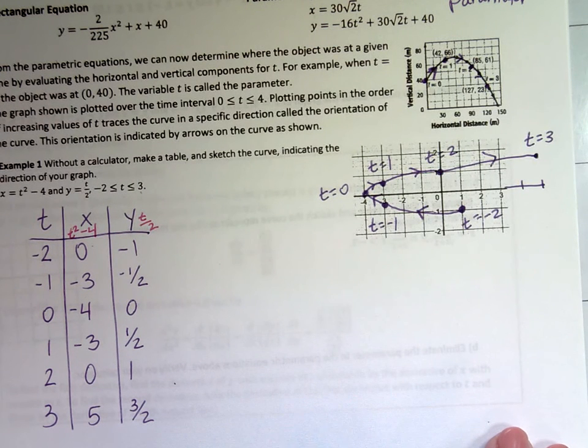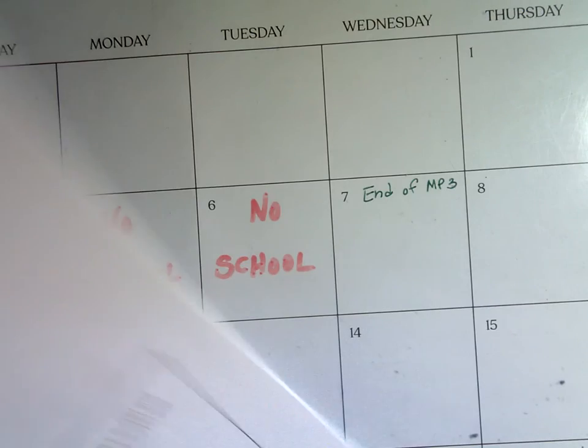So did we answer the question? Without a calculator, make a table and sketch the curve, indicating the direction of your graph. Yep, got it done. All right, flip. That's the idea of a parametric function.